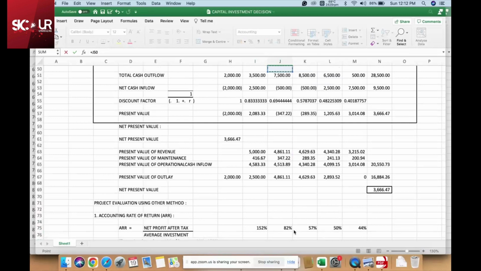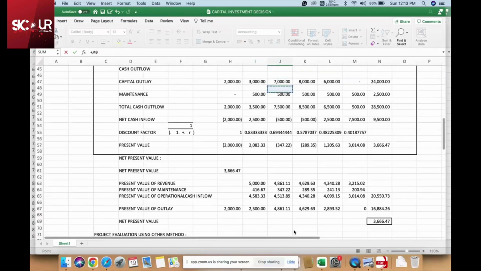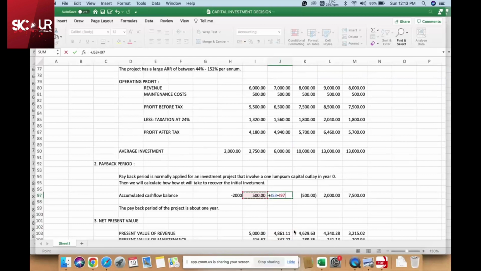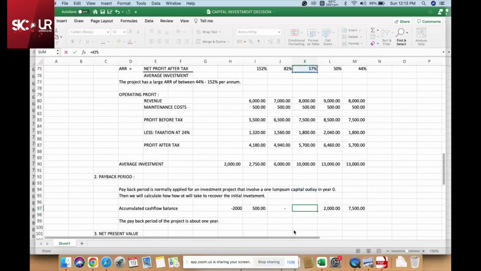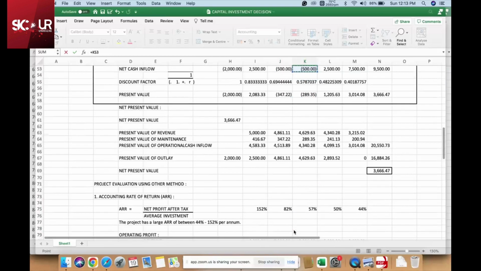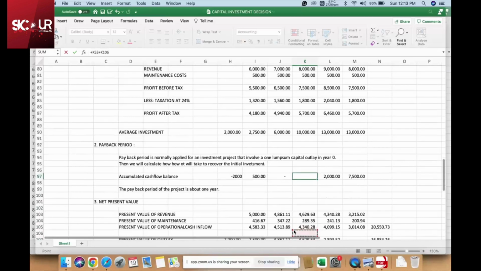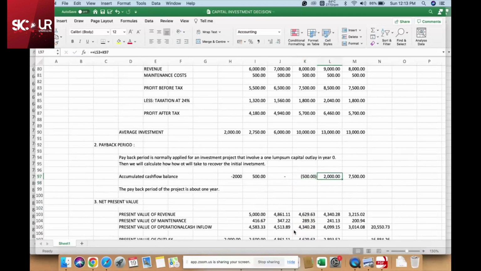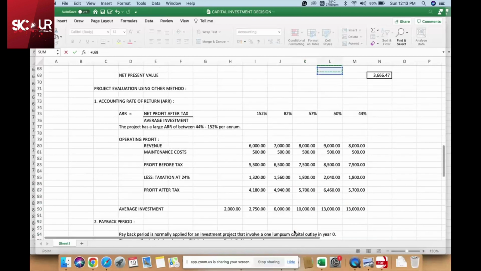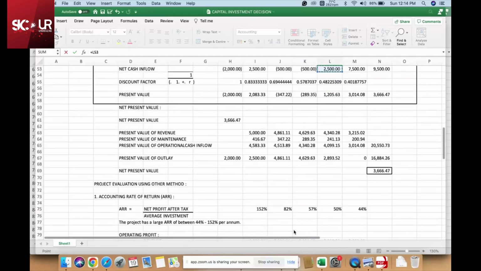and in year two, it is net cash inflow plus the previous balance, so it's zero. In year three, the net cash inflow added gives a balance that is negative. In year four, net cash inflow again.